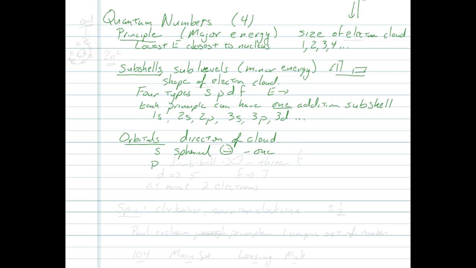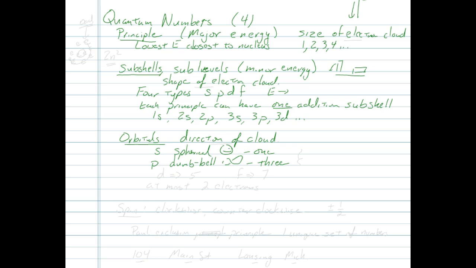A P orbital is a dumbbell shape, a 3-dimensional figure 8, something like that, and it has 3 directions. In fact, it's the x-axis, the y-axis, and the z-axis.